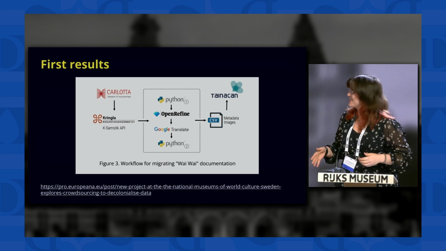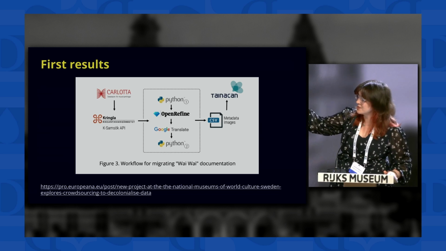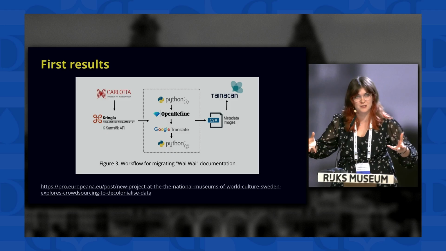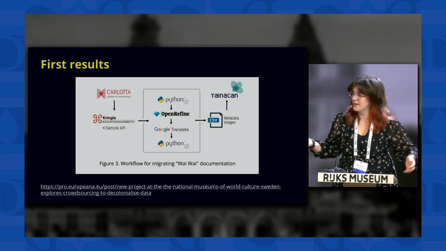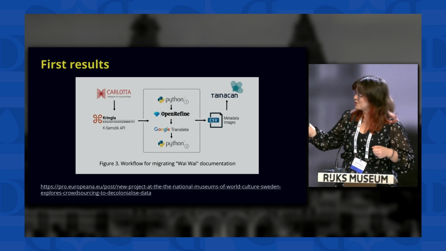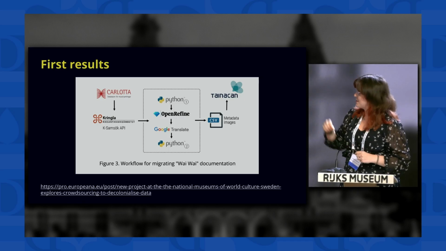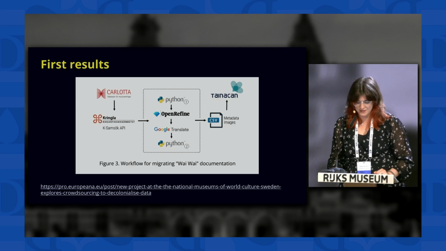So again, what does this look like? We have Carlotta, the system at the National Museum of World Cultures. They're sending their data to Kringla, which is the national aggregate of Sweden. This is also what sends data to Europeana. And then using a mix of Python, OpenRefine, and Google Translate to take the text from Swedish to Portuguese. This was then sent via Tynecon, to give you a sense of the workflow.